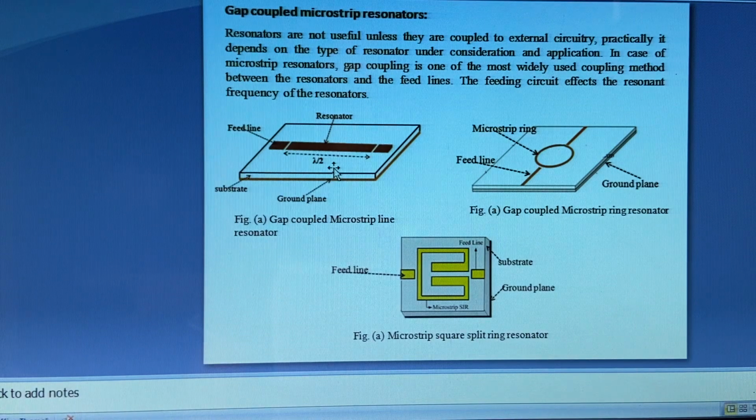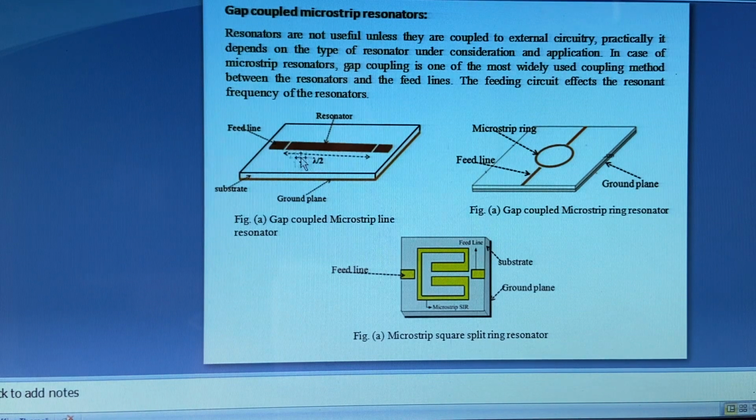Similar to the coupling capacitor used in amplifiers and oscillators and such circuits, usually a coupling capacitor is used to connect the excitation source, a signal source, to the amplifier or oscillator. Similarly here, the gap behaves like a coupling capacitor. Between the feed line and the resonator there is a gap. This gap is between two conductors. This is a conductor and this is a conductor. Between the two conductors there is a gap.